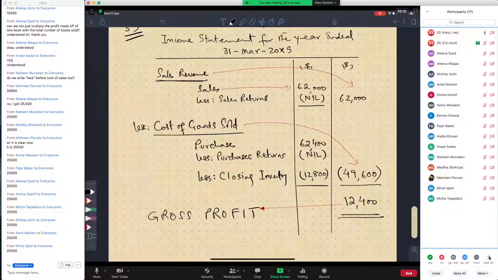So let me read the opening statement of the 3.5 question. It says, M. Kenyon is a sole trader supplying textbooks to local bookshops. The following balances were extracted from his books at the end of his first year. So we were dealing with the first year in the life of a business.